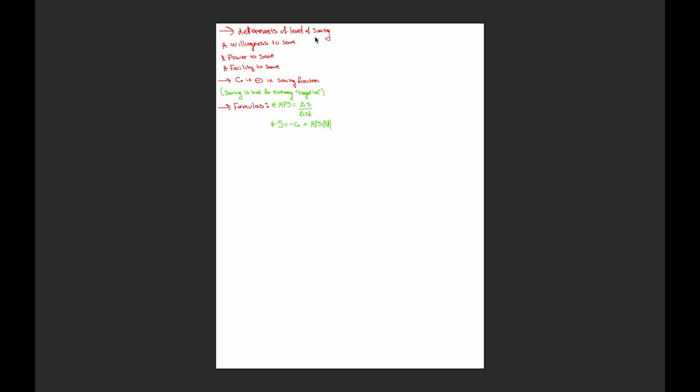Now let's go on to the determinants of level of saving. The determinants mean what determines how much I want to save. The willingness to save, if I really want to save or not, depends on the person. The power to save is if I have enough income to save, if I'm confident enough to save. The facility to save. For example, here in Dubai, the facilities we have to save are extraordinary. The banks are amazing, they're very highly equipped. However, if we go to a developing country, it might be a little less safe or a little bit more insecure to save because you never know what might happen with the money you put in the bank. So this summarizes the MPC and the MPS.